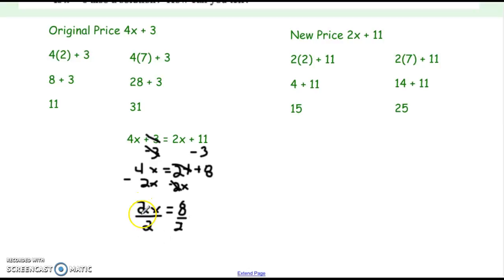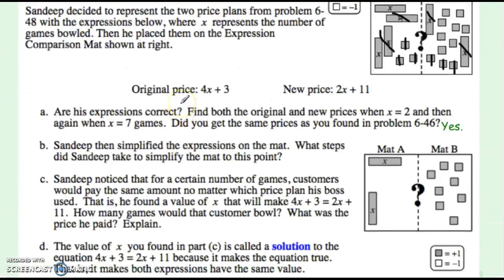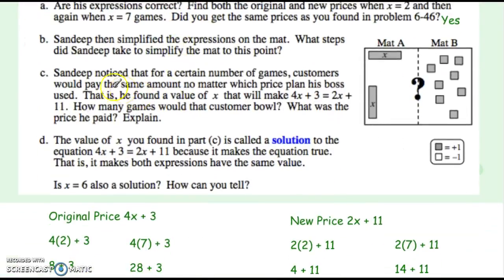So on the left, my 2 and 2, 2 divided by 2 will be 1, so I'm left with 1x equals 8 divided by 2 is 4. So x I know is the number of games. So we talked about that represents the number of games bowled. So C is asking how many games would that customer bowl. So C, my answer would be 4 games.